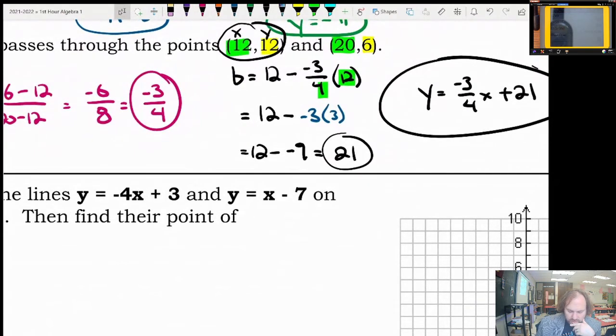Just checking that really quick in my head and spot checking it. 12 times -3/4 would be -9. Negative 9 plus 21, yep, it's correct.